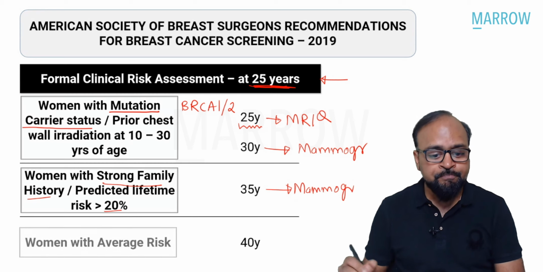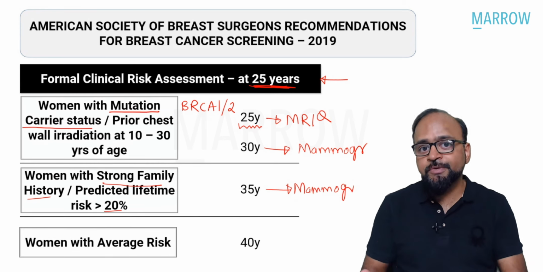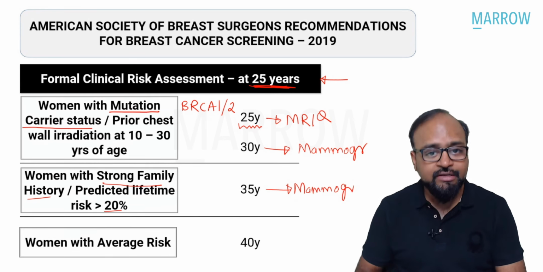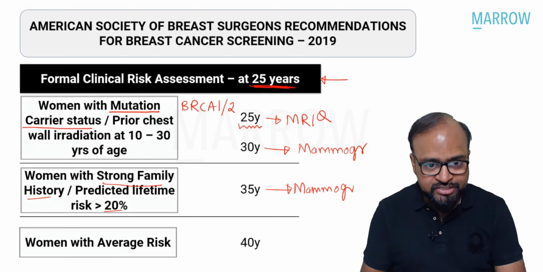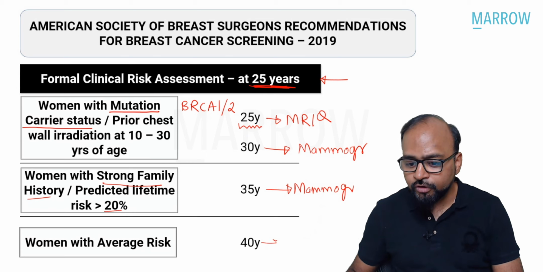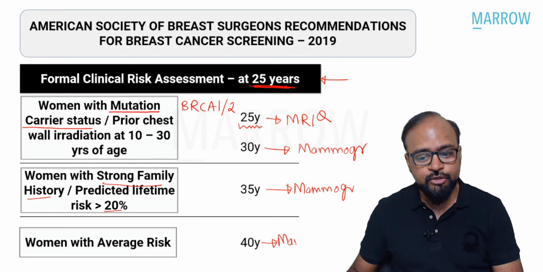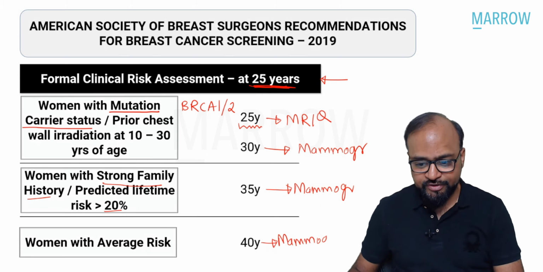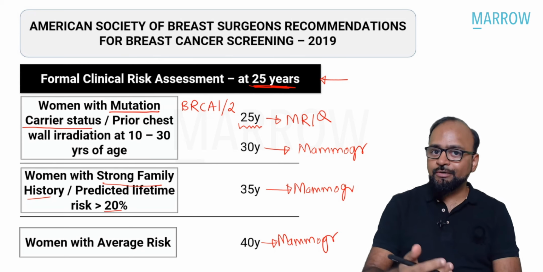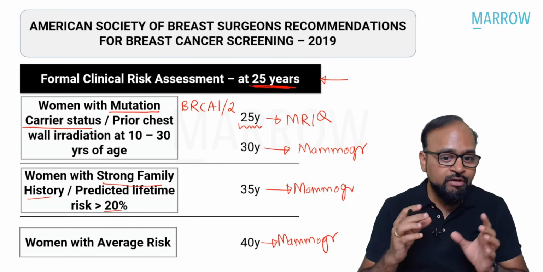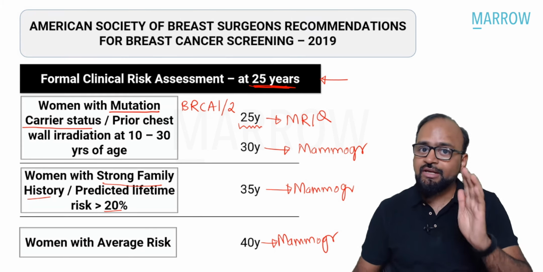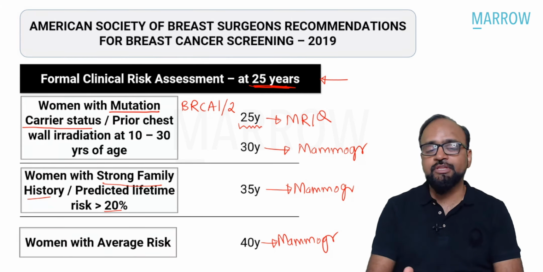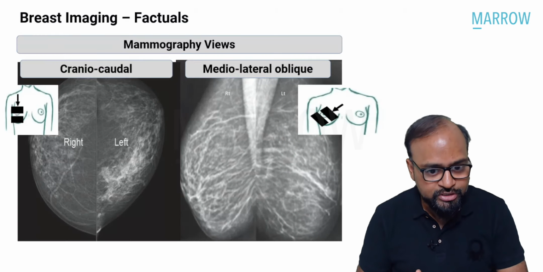However, if none of these predisposing factors is present, then these women are said to have average risk, and then you start screening at 40 years. At 40 years, what modality do we use for screening? It is definitely mammography. So this is how the patients, after a formal clinical risk assessment at 25 years, are divided into 3 categories, and this is how screening is planned. This is something that we've already discussed in our routine videos as well.